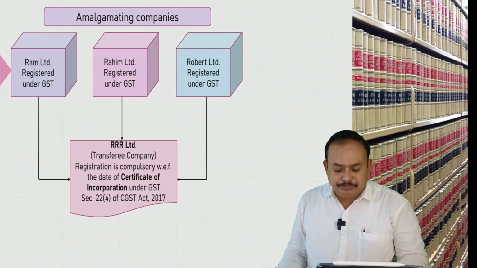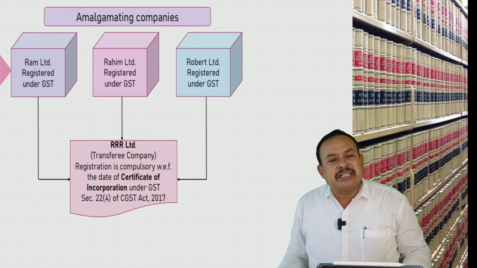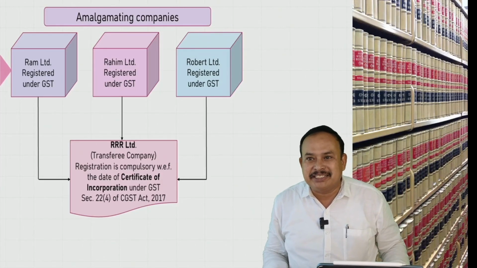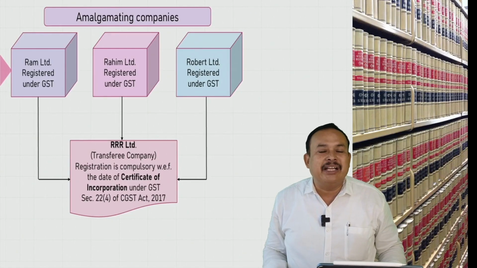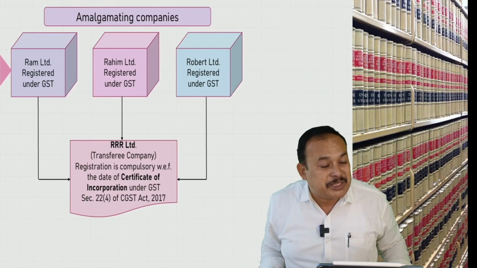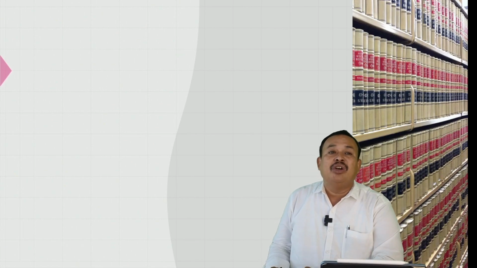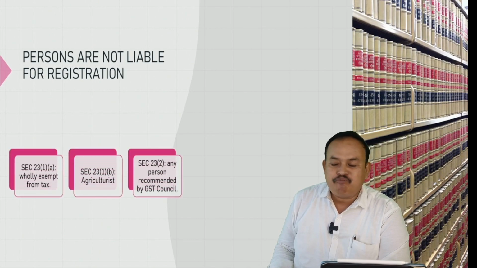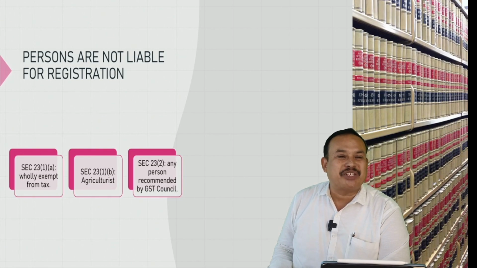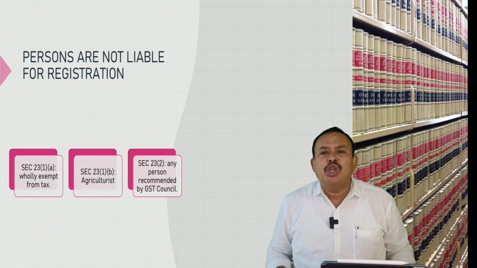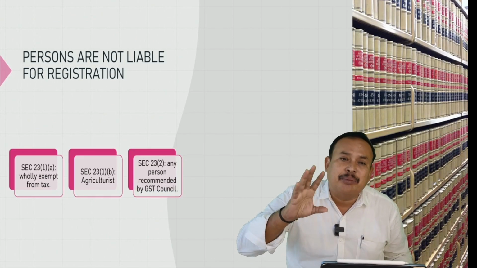Further, with this section 22 series completed, now I am entering into section 23 of the CGST. Listen, section 23 has two subsections, subsection 1 and subsection 2. Under section 23, subsection 1, we have clause A and clause B. Look here. Wholly exempted, clause A to section 23, subsection 1. If you are wholly exempted, with no taxable supply, then you are wholly exempt even from registration also.